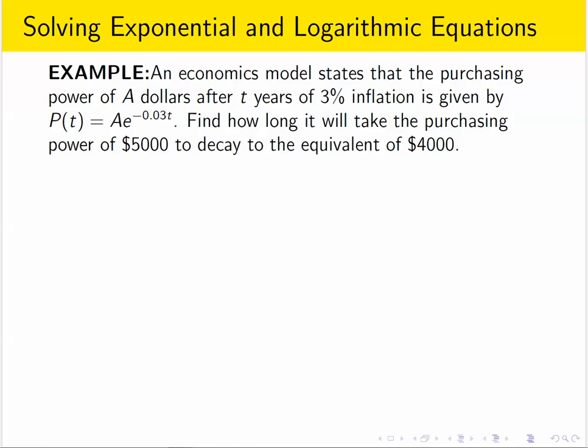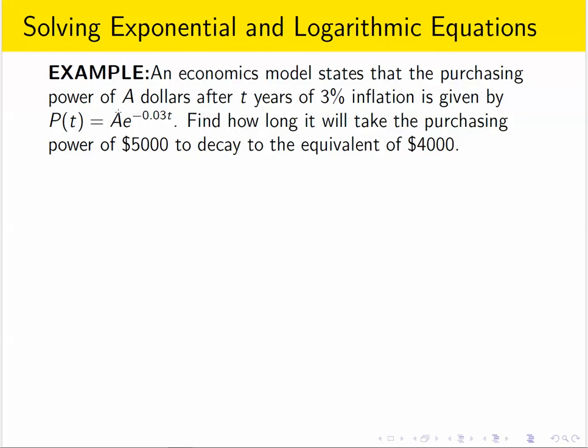a fast food restaurant for 25 cents. You can't really do that anymore. 25 cents doesn't buy as much as it used to. This phenomenon is known as inflation, the fact that the purchasing power of a dollar decreases over time. Or in this example, the purchasing power of $5,000 will decrease over time.